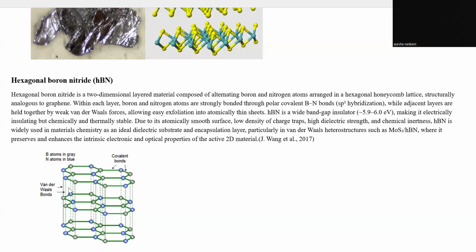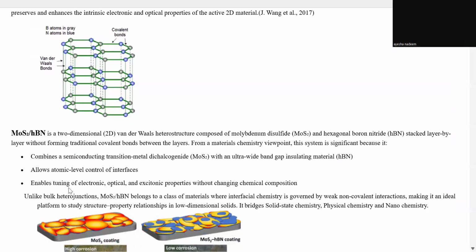hBN is a wide band gap insulator, nearly 5.9 to 6.0 electron volt, making it electrically insulating but chemically and thermally stable. Due to its atomically smooth surface, low density of charge traps, high dielectric strength, and chemical inertness, hBN is widely used in materials chemistry as an ideal dielectric substrate and encapsulation layer, particularly in van der Waals heterostructures such as molybdenum disulfide on hexagonal boron nitride, where it preserves and enhances the intrinsic electronic and optical properties of the active 2D material.